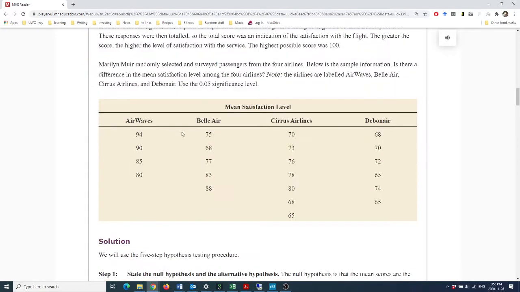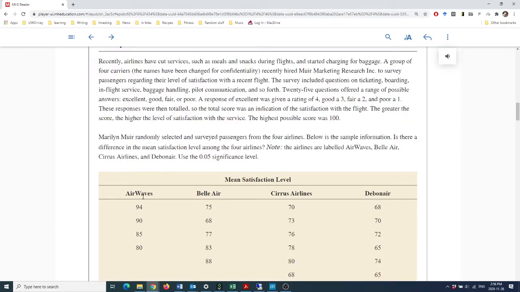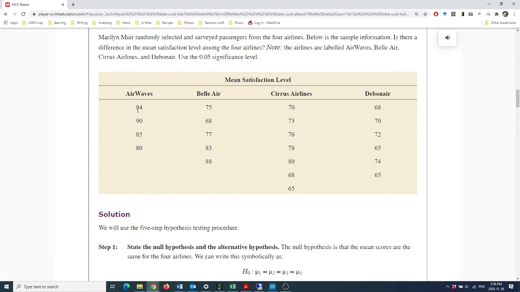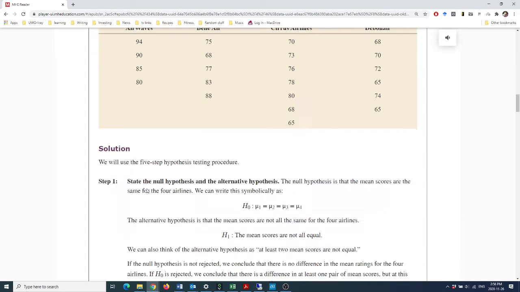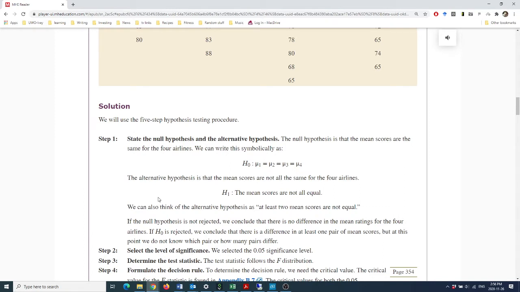And you have 4 different airlines: Airwaves, Bel Air, Cirrus Airlines, and Debonair. And these are the satisfaction scores. They randomly selected a few passengers, 4 from Airwaves, 5 from here, 7, and then 6 over here. So this is the 5-step hypothesis testing procedure which you will be using.